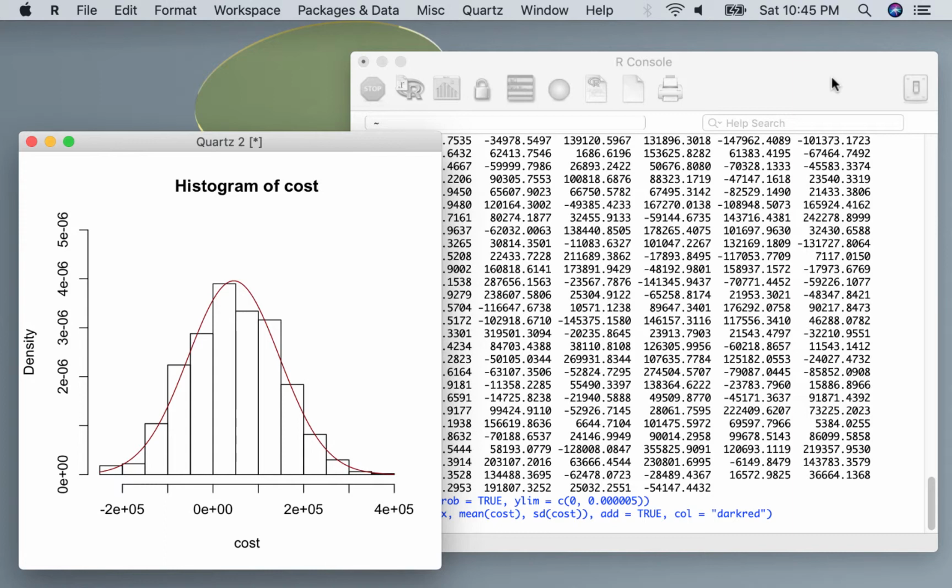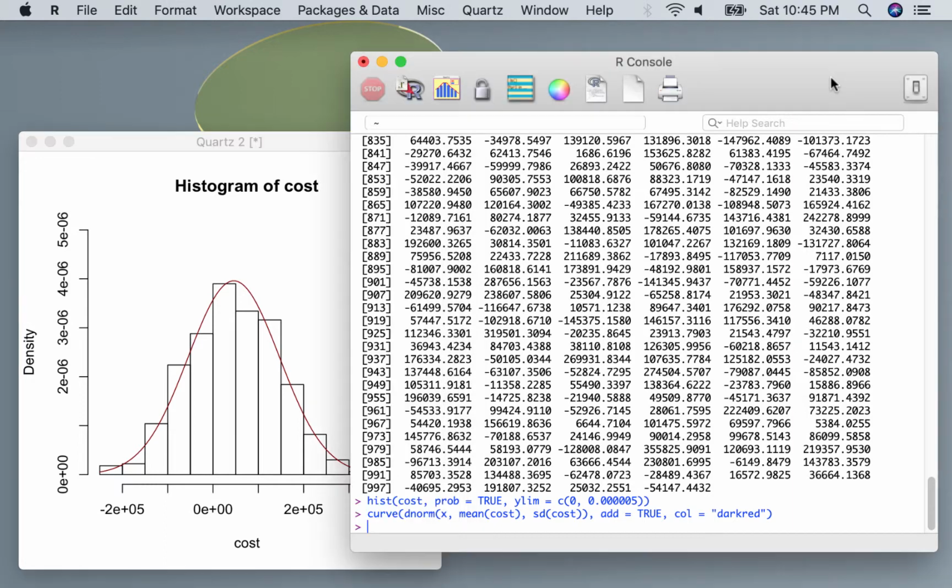So add equals true, it's just saying add, instead of making a new graph with the bell curve, add the bell curve to the histogram. So add it to the histogram, yes. Color equals dark red, so make the bell curve dark red. You can change to dark blue, green, orange. Try different names of colors in there and see which ones it could do.